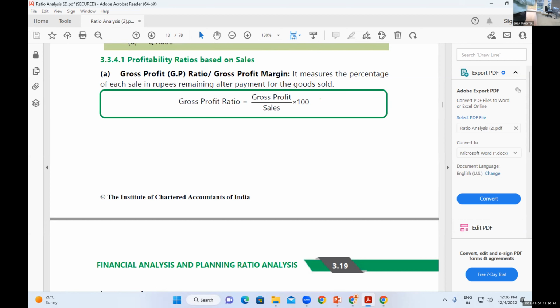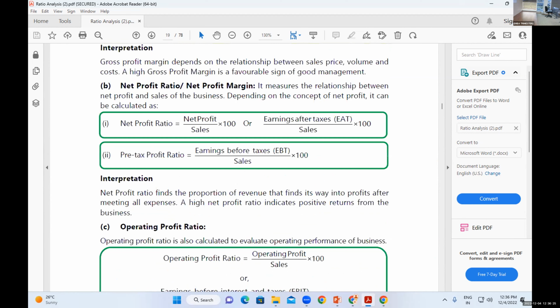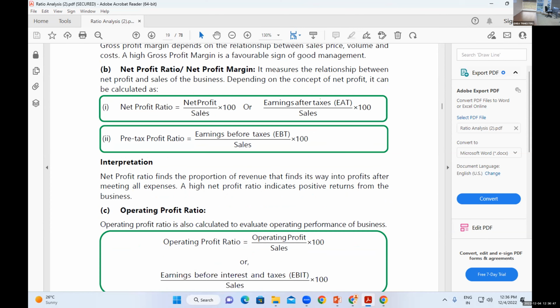How do you know gross profit? Sales minus cost of goods sold is called gross profit. Net profit ratio: net profit by net sales into 100. Net profit you can get from the profit and loss account, last line. Sales you can get from the profit and loss account, first line. Into 100. The higher the net profit ratio, the better the efficiency of the company.